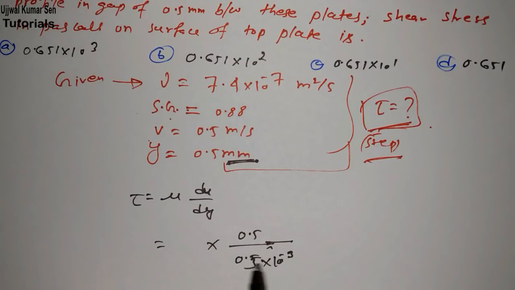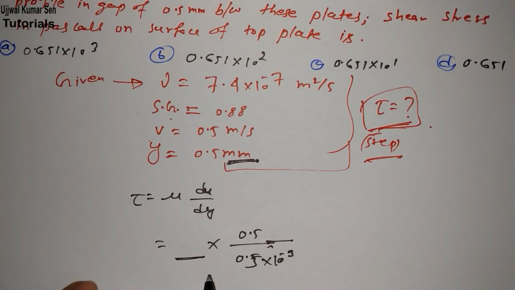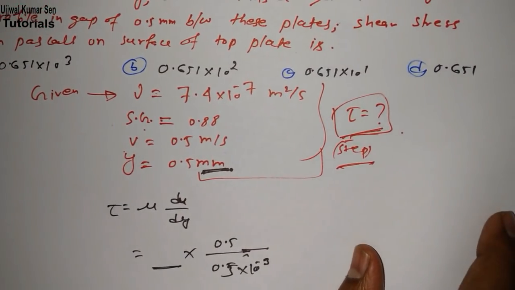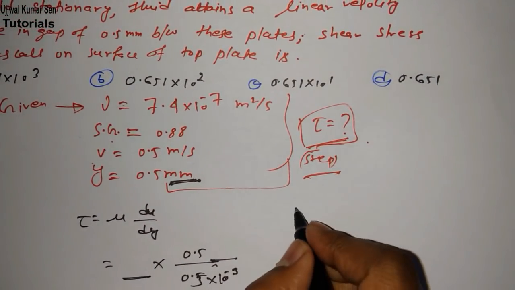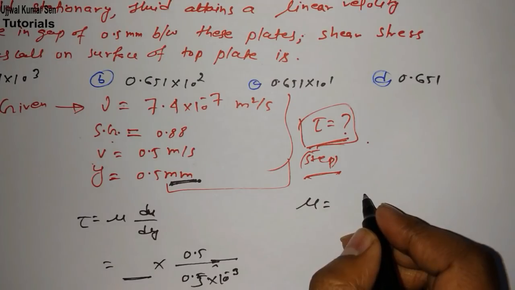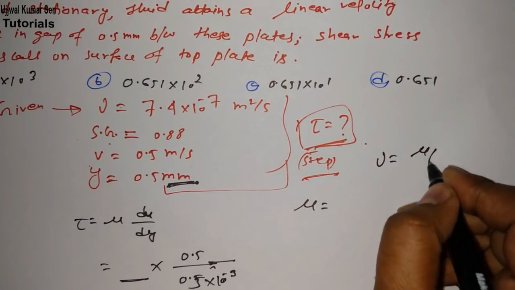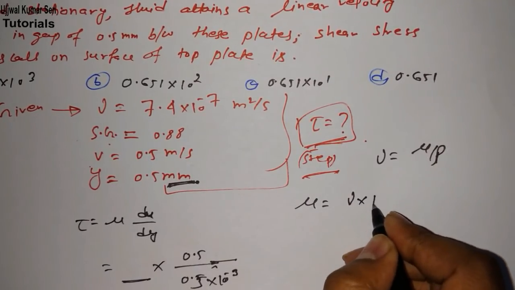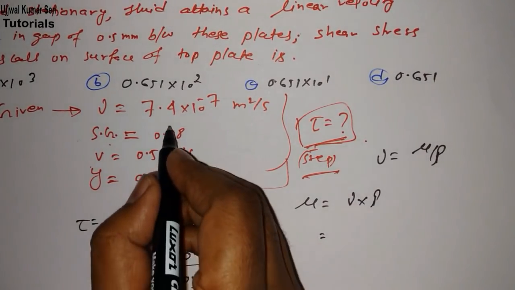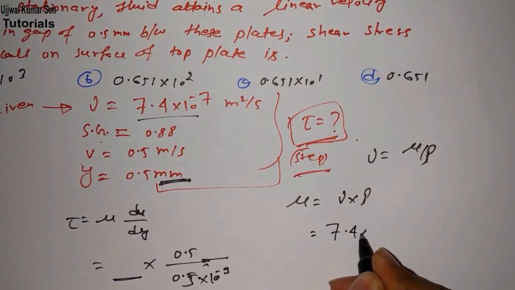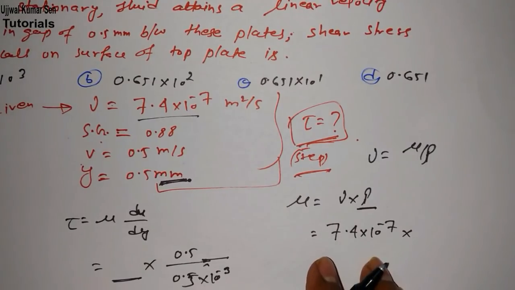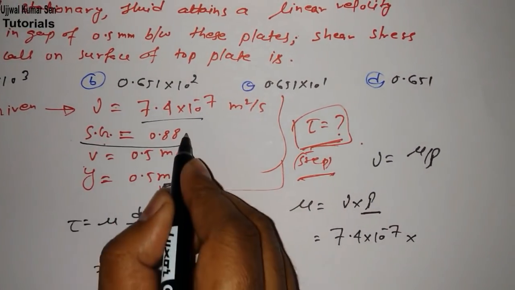So what is the challenge here? It is to find this mu. This is known as dynamic viscosity, which I have already shared with you, or you can say coefficient of viscosity. For finding dynamic viscosity, we have the formula nu is equal to mu by rho. So dynamic viscosity is equal to kinematic viscosity into density. Kinematic viscosity is given, that is 7.4 into 10 to the power minus 7, but density is not given, so we have to use a relation.